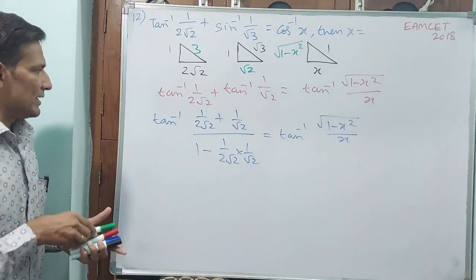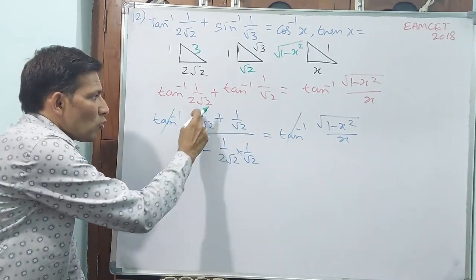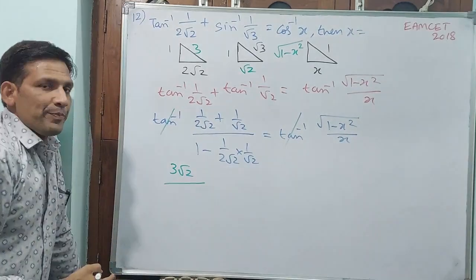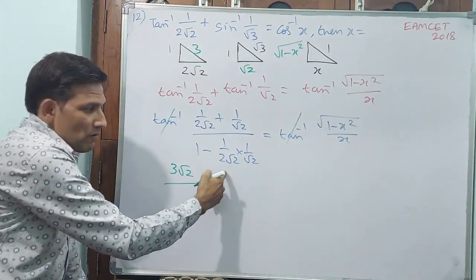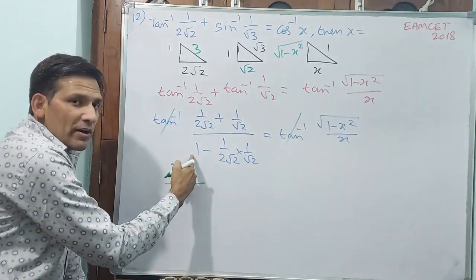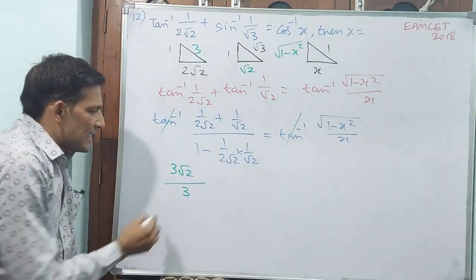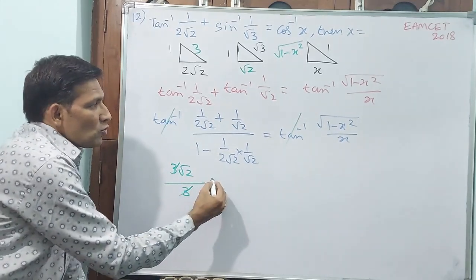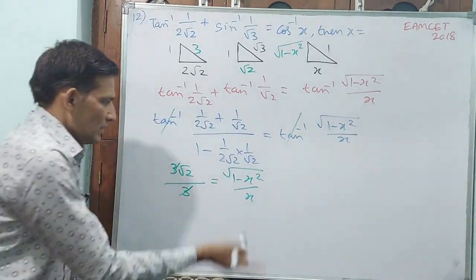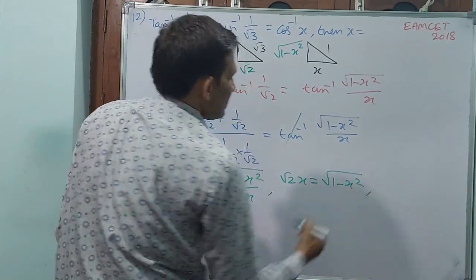Okay, now proceed further. See, now this tan inverse you cancel out, don't require. Now you see root 2 plus 2 root 2, 3 root 2, divided by 4. Why? Because root 2 into 2 root 2, root 2 root 2, 2 into 2, 4. 4 minus 1, 3. Divided by 4, you need not write, cancel out. That means this is root 2. Root 2 is equal to 1 minus x square under root by x. Then cross multiply. Root 2 x is equal to 1 minus x square under root.